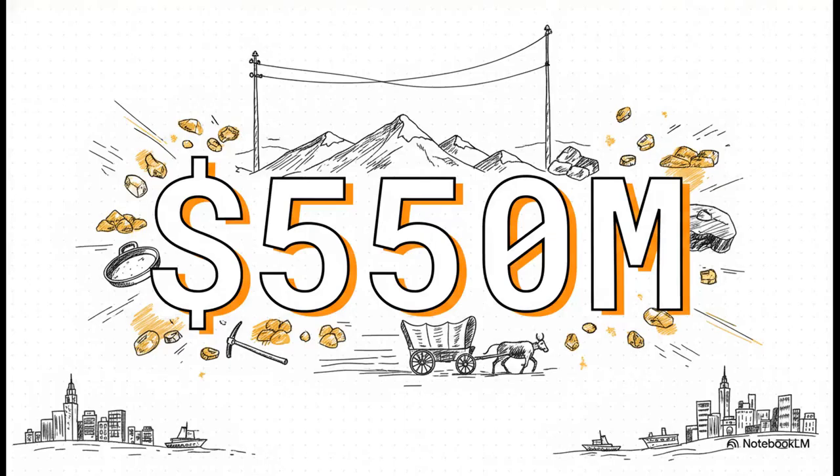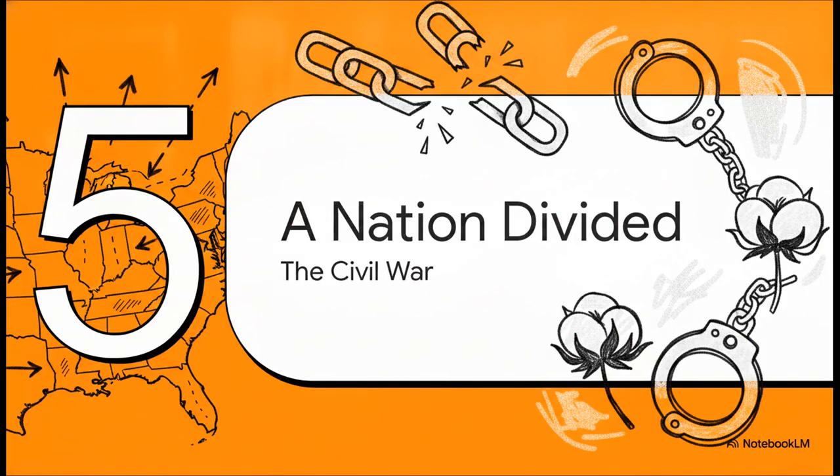To really grasp the economic magnet pulling so many settlers into these incredibly dangerous Western territories, just look at this number: $550 million. That is the astonishing estimated value of the gold pulled out of the earth during the California gold rush by the end of the 1850s. It triggered a massive population boom in places like San Francisco and drastically sped up the development of cross-country travel and communication, which brings us to Part 5, A Nation Divided, the Civil War, and the Fight Over Slavery.